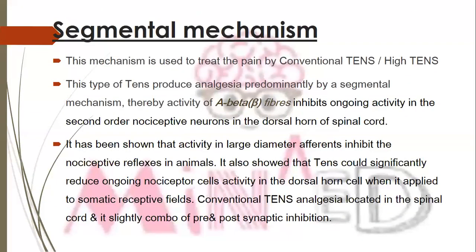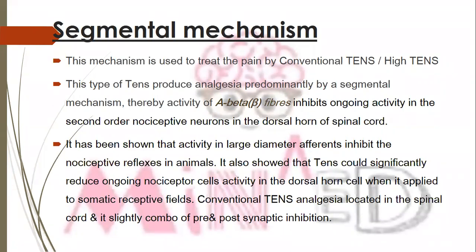Now I am coming to the segmental mechanism, which is by the high TENS, or the high frequency low intensity TENS, or the conventional TENS. This mechanism is used to treat pain by conventional TENS or high TENS. This type of TENS produces analgesia predominantly by the segmental mechanism, thereby activity of A beta fibers inhibits the ongoing activity in the second order nociceptive neurons in the dorsal horn of the spinal cord.